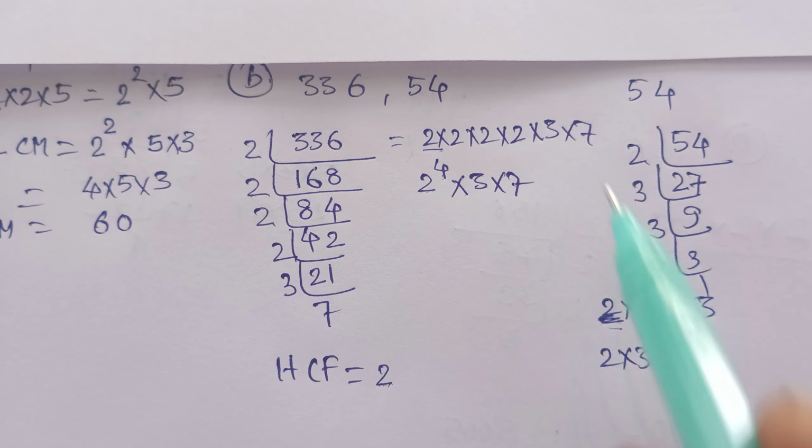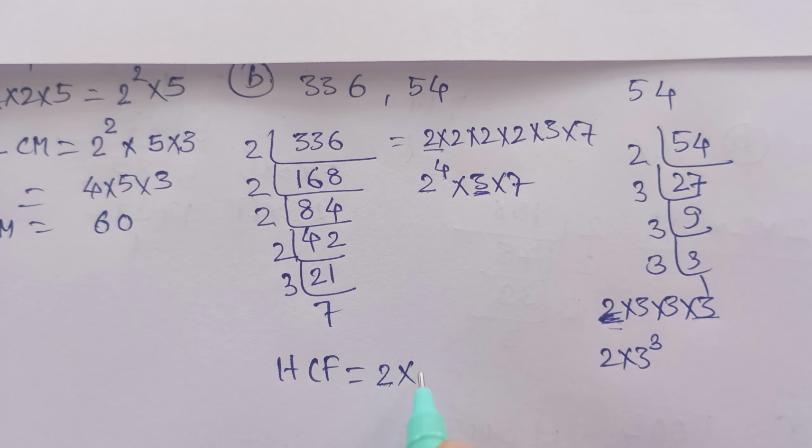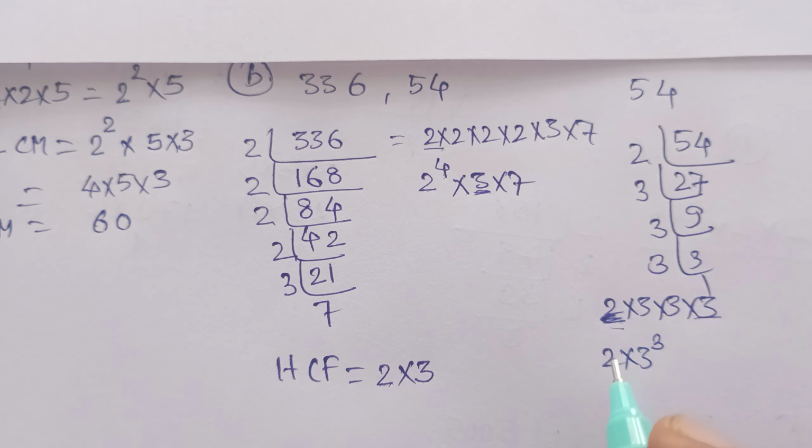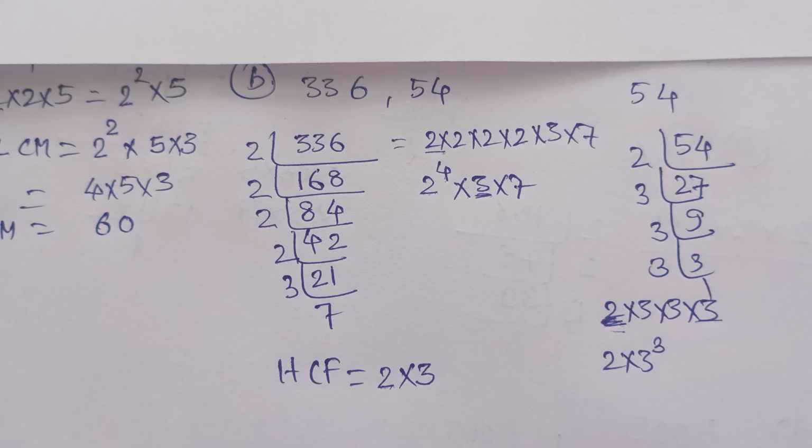Now what do you have to write here? 3 is also available here and one 3 also here. So this also you write 3. Correct. Now I don't think anything is remaining here. So what should be the SCF for this? What is the SCF? You can say 2 into 3, which is 6. So the SCF we got is 6.